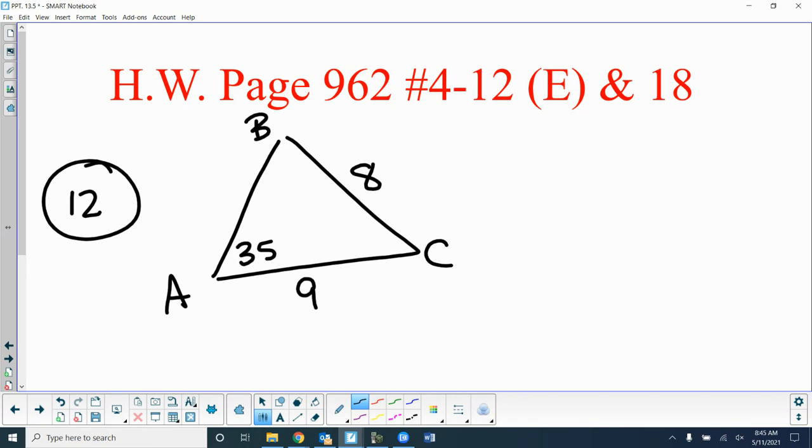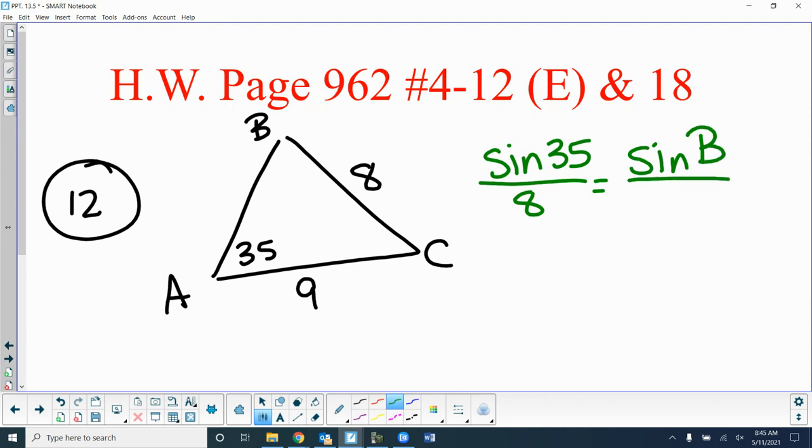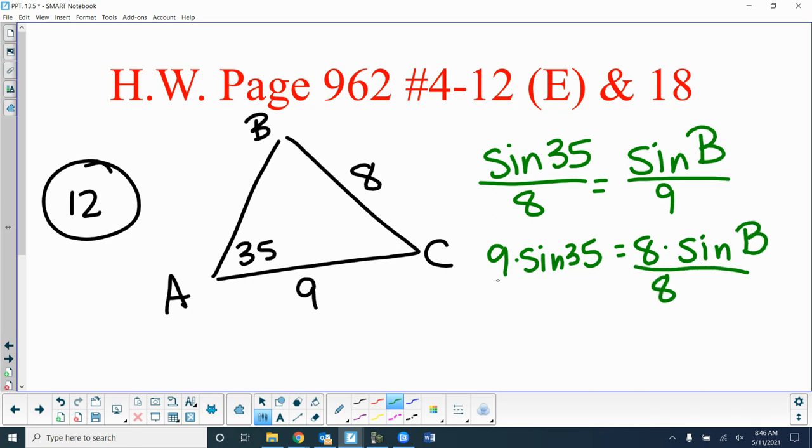So there's a possibility of 0, 1, or 2. I've already told you it's going to be 2, right? So the only thing I can figure out is angle B because I have side B. So I'm going to go sine of 35 degrees over 8 equals the sine of angle B over 9. So 9 times the sine of 35 equals 8 times the sine of B. When you cross multiply, you're going to divide by 8. And that's the sine of B.